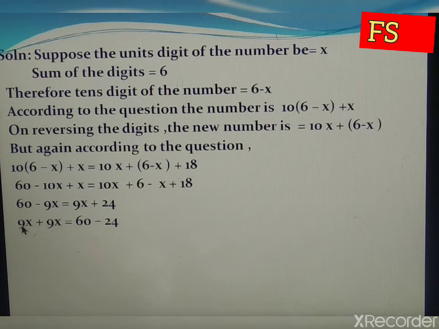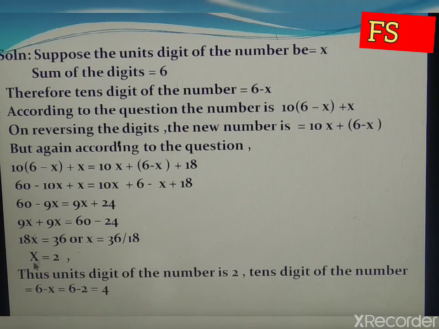So again here we are bringing 9x on one side and the numbers without the variables on the other side. So we have 9x plus 9x is equal to 60 minus 24. On solving, 9 plus 9 is 18x, 60 minus 24 is 36. So 18x is equal to 36, or x is equal to 36 by 18. So this 36 will be divided by 18. 18 ones are 18, 18 twos are 36. So the value of x came out to be 2.